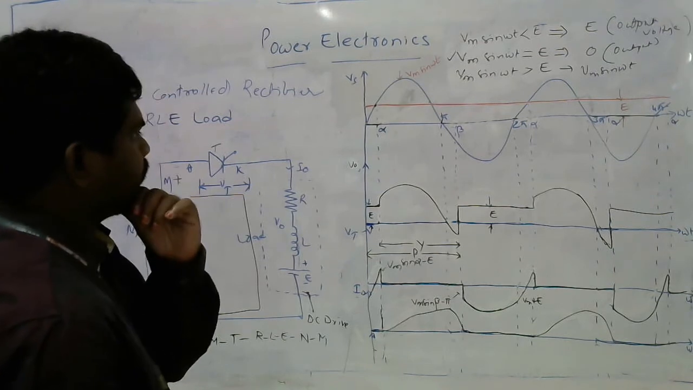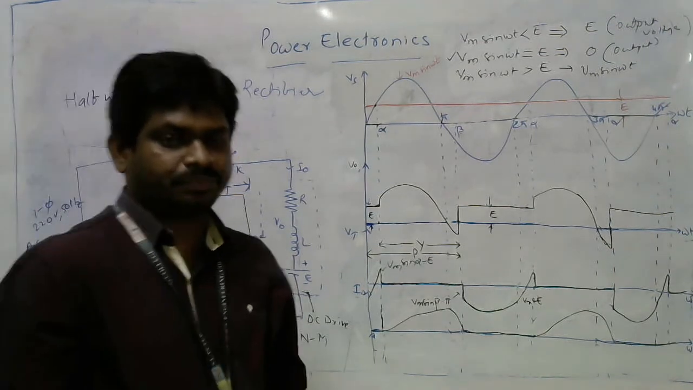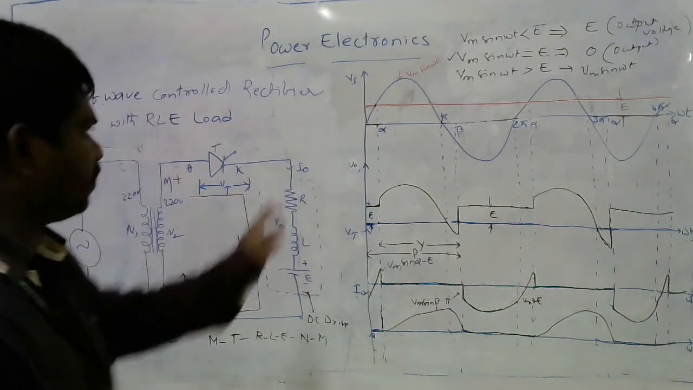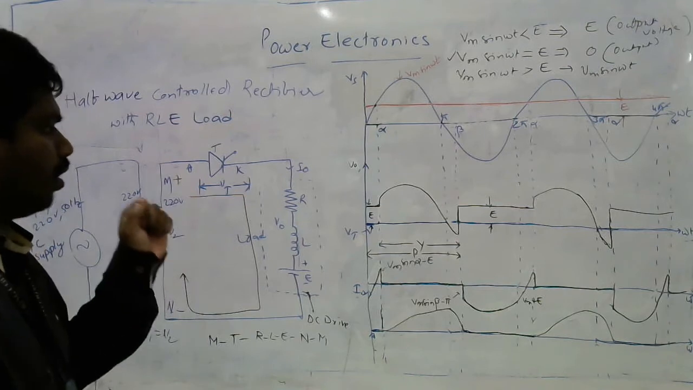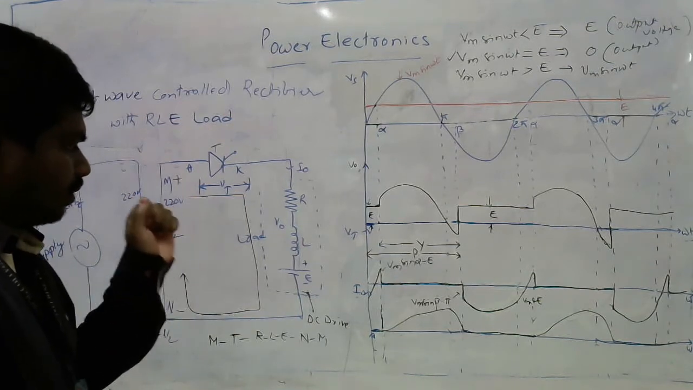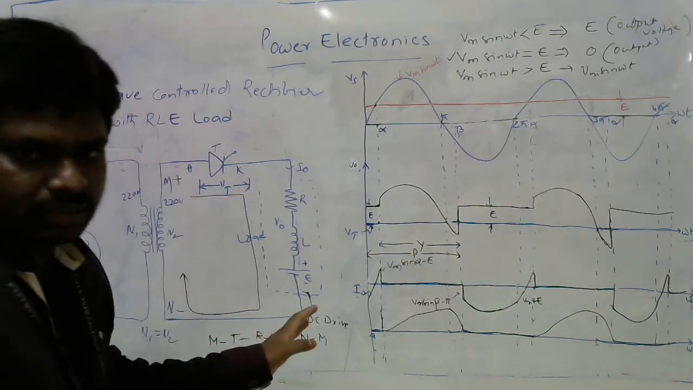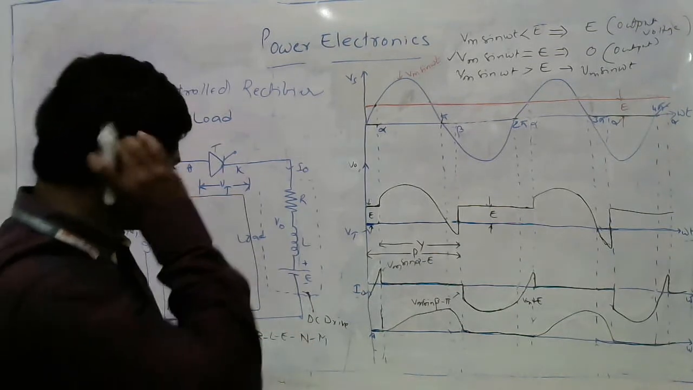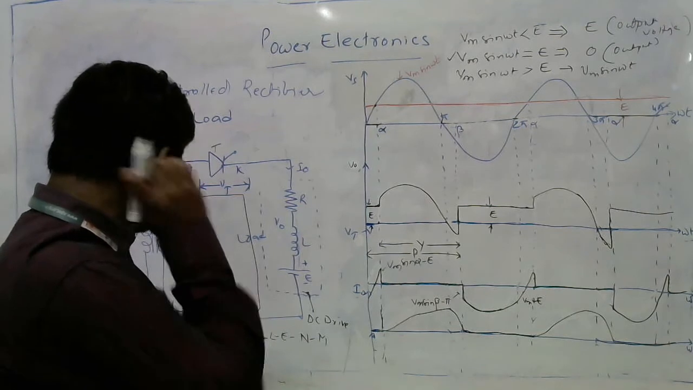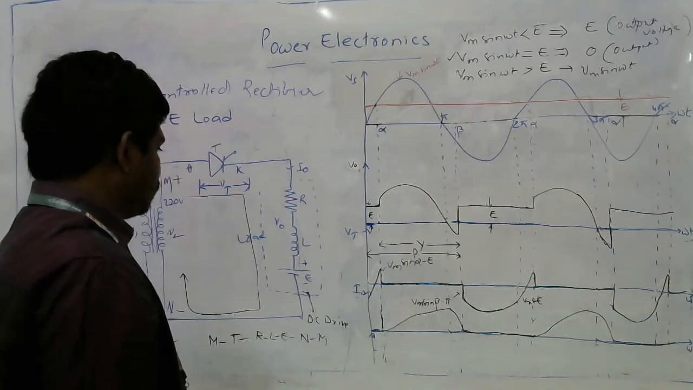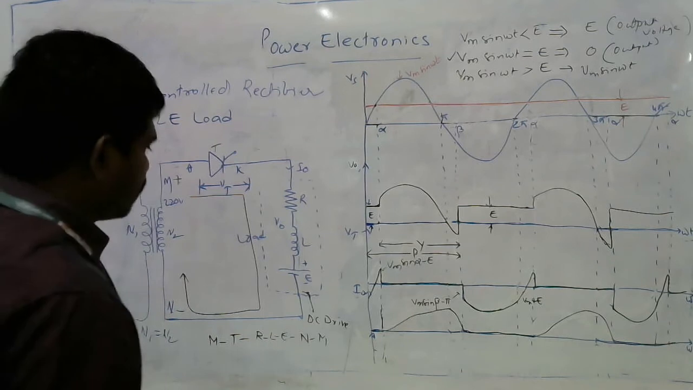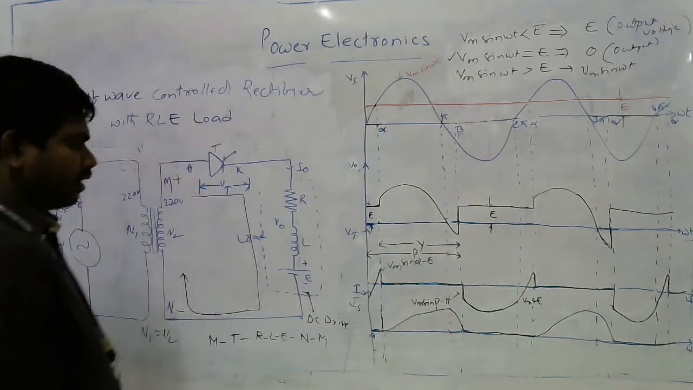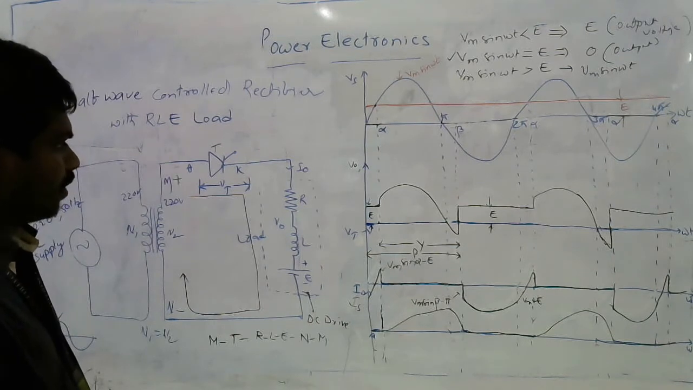What about input supply current? The question here is, we have been able to see all the waveforms: output waveforms, input voltage waveform, voltage across the resistor, and output current also seen. But what about the supply current waveform? See, the supply current waveform is the same as the output current.